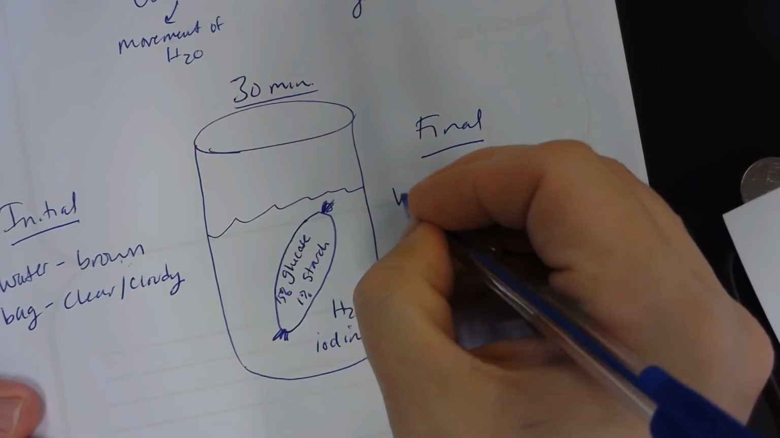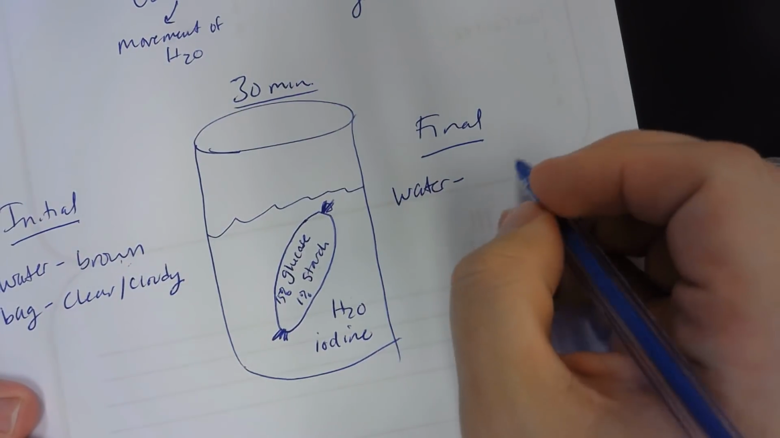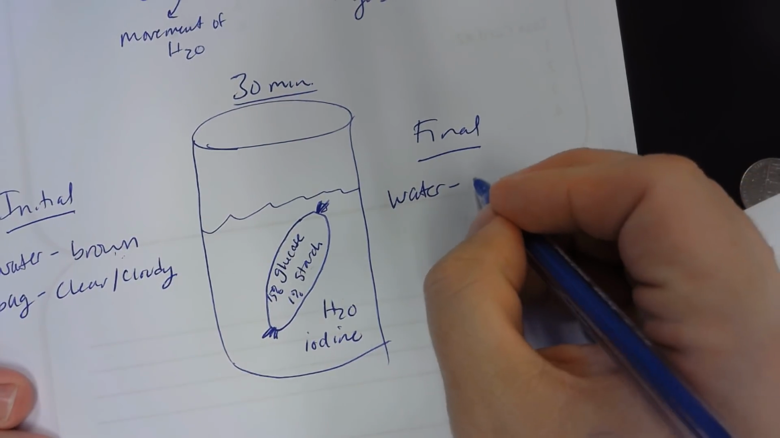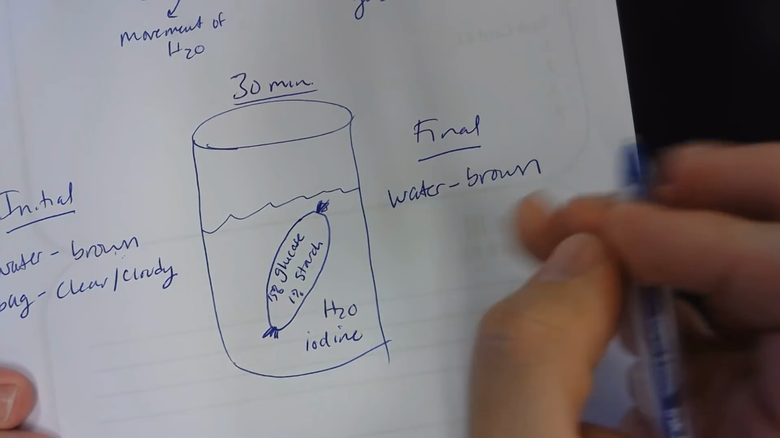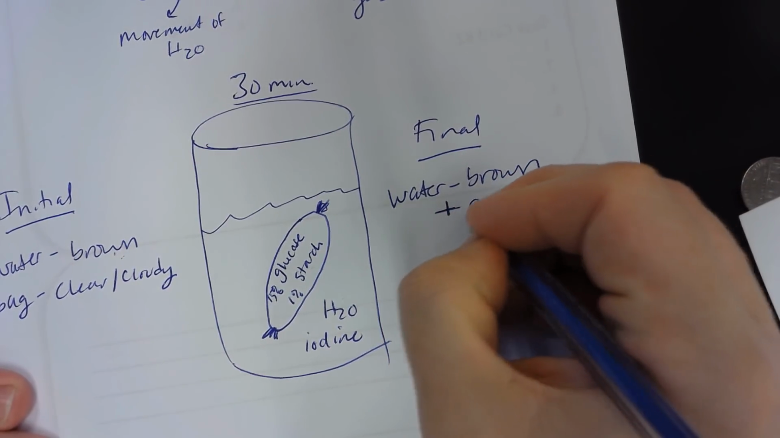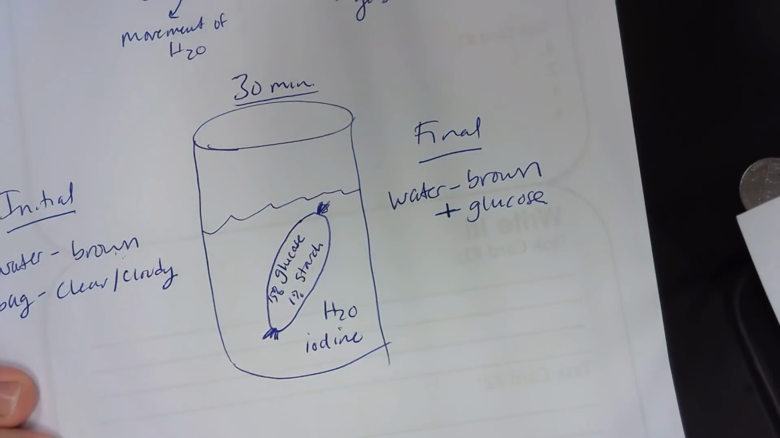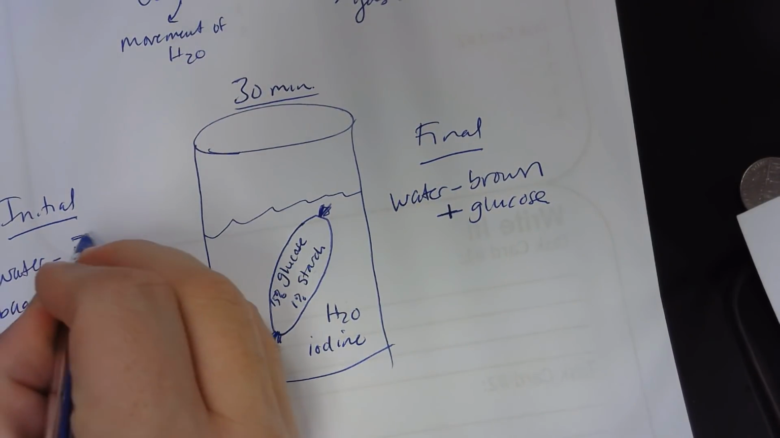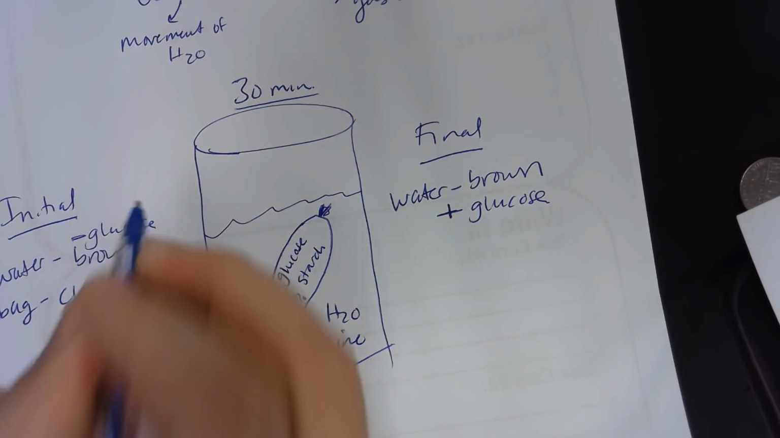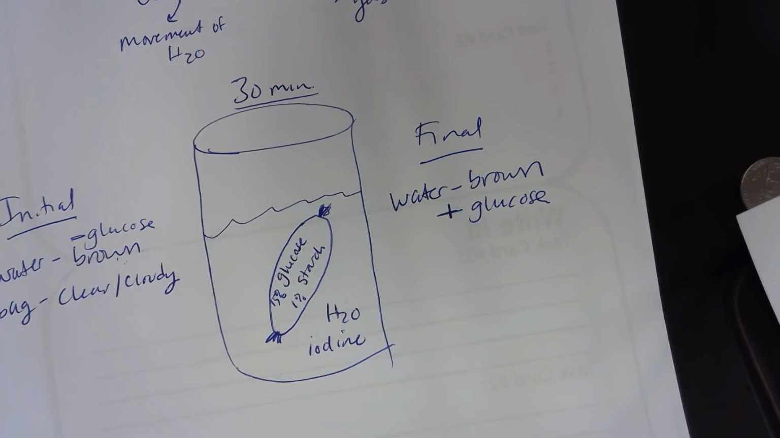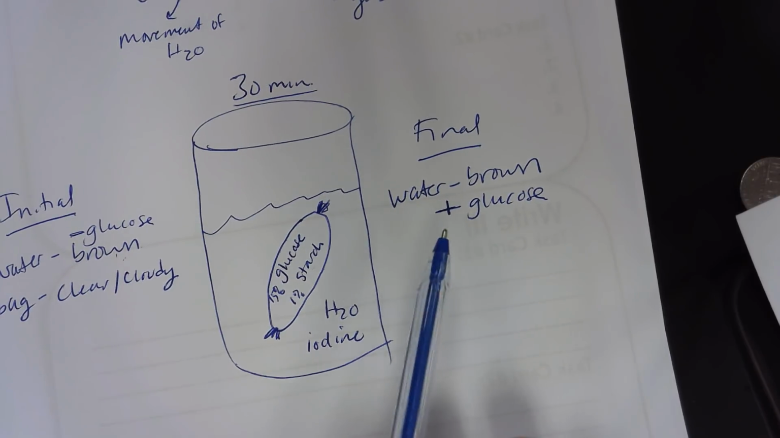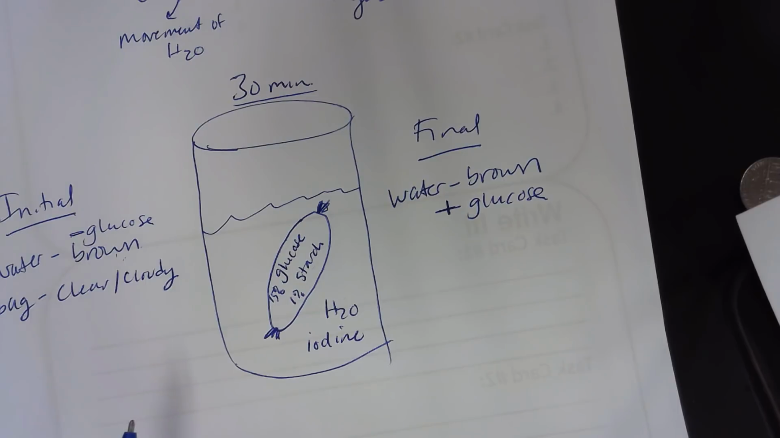Let's take a look at the final results so that we can parallel back to what we have. When we look at the water, at the very end, the water is still brown, but it tests positive for glucose. We put a glucose test strip in there, it'll actually test positive, whereas over here it was negative for glucose. So that's a big conclusion, a big piece that we want to really remember: somehow glucose has gotten out of the bag and into the water.